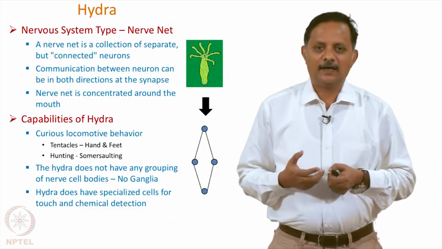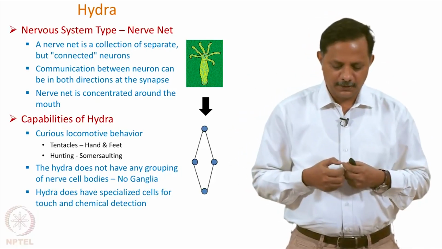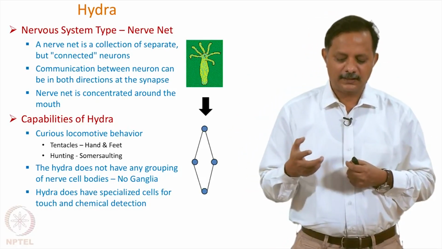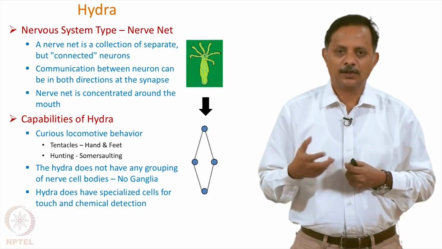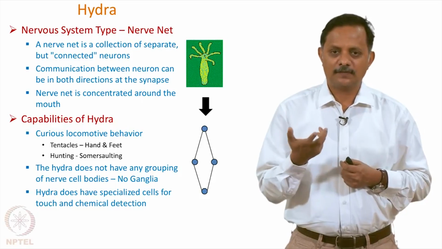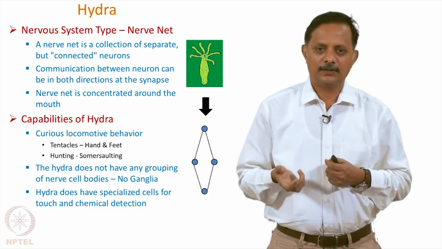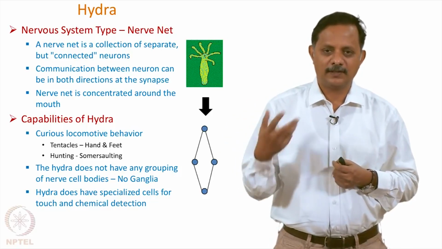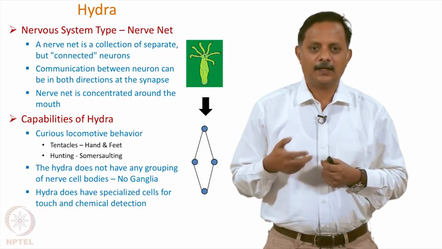So, Hydra do have a nervous system, but it's basically a bunch of neurons scattered all over its body, and this kind of nerve net is called a diffuse nerve net, and lots of neurons are concentrated around this orifice, which is actually the mouth of the organism. And so, it ingests food through this mouth, and also whatever is digested is excreted back through the same orifice.